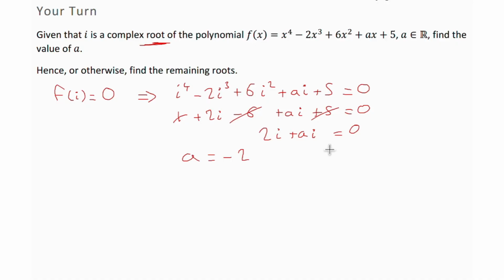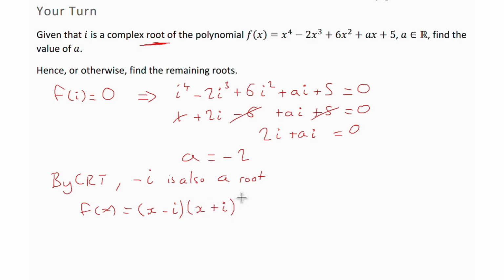There are other ways you could go about that. That's probably the most straightforward, but not necessarily the most obvious. Now, by the conjugate root theorem, we know that minus i is also a root. The conjugate of i is minus i, so minus i is also a root. That means that we can rewrite f of x as x minus i, x minus negative i, which is x plus i, and then times some quadratic.